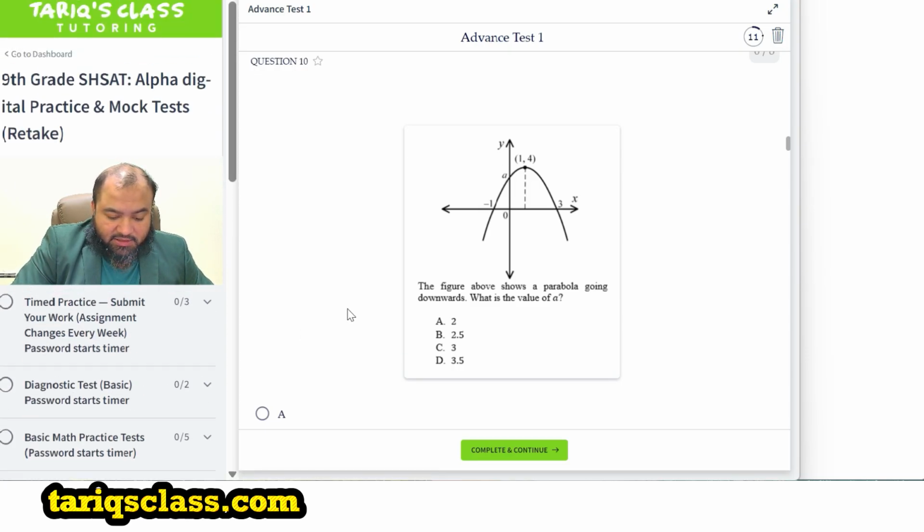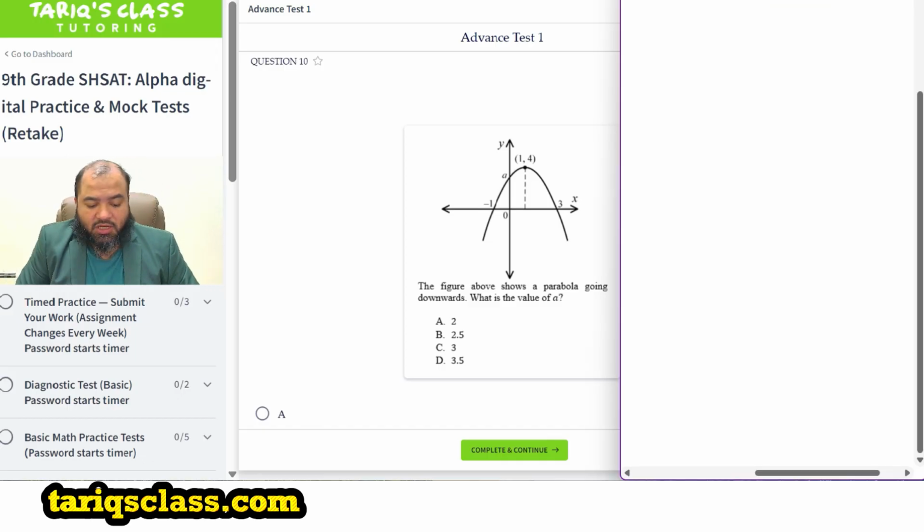In this test, what I'm doing is going over some questions that are very important and harder ones, because ninth grade SHSAT is a bit tricky. So let's start with this question. First you try, see if you know what it is. I'm going to go over some concepts of it.